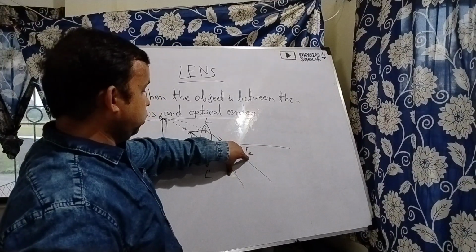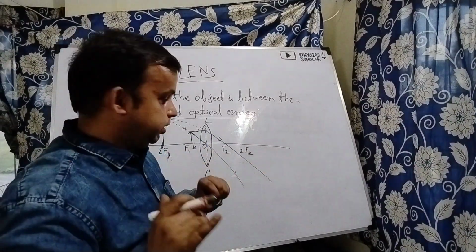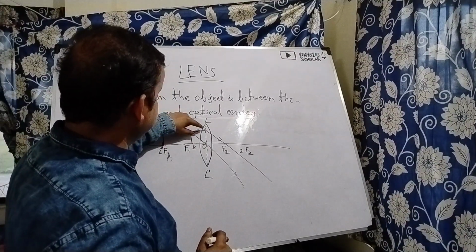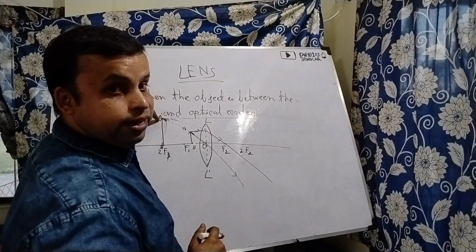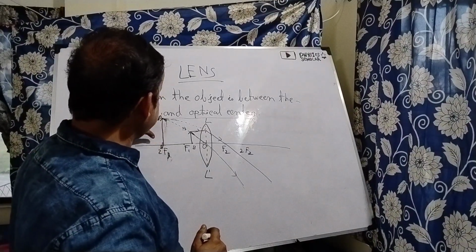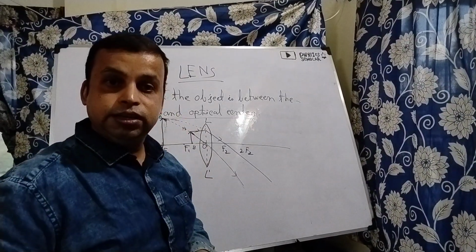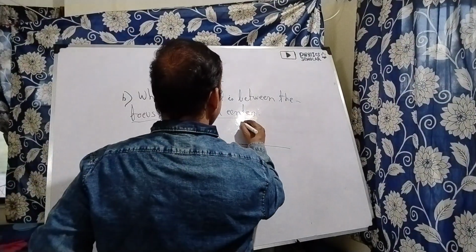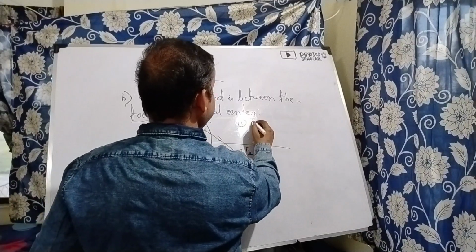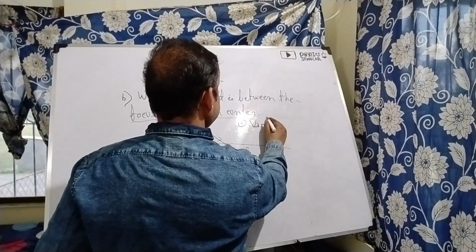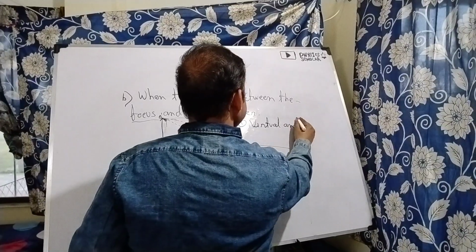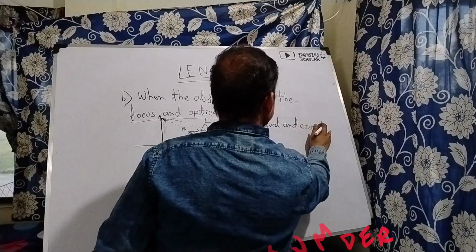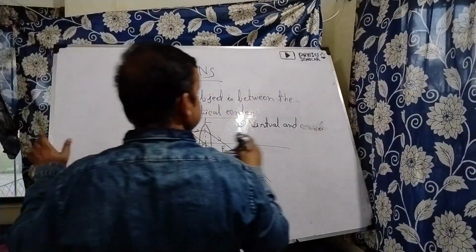So the emergent rays on the other side of the lens will be divergent in nature. So they will never meet. If we extend the two rays at the back side, at the front side of the lens, they appear to meet at the point A dash. If we draw a perpendicular on the principal axis, A dash B dash will denote the image of the object AB. Clear? Now, what will be the nature of the image? The nature of the image will be virtual and erect.